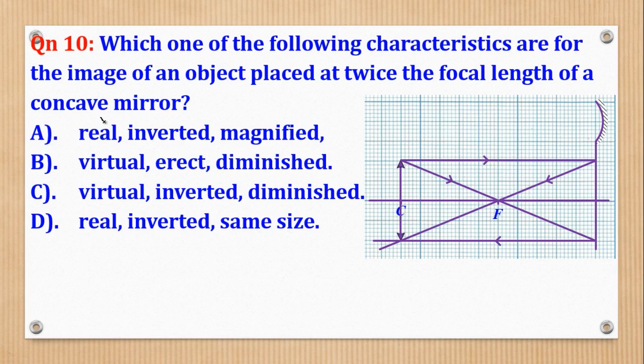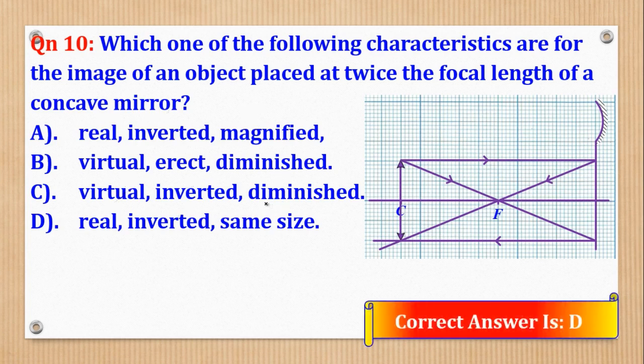So when you look here, real is okay, inverted is okay, but the word magnified makes that option not okay. Virtual already makes it not okay. Not okay, not okay. Then here, virtual, not okay, inverted, okay, diminished, not okay. Real, okay, inverted, okay, same size, okay. So the correct answer was D.